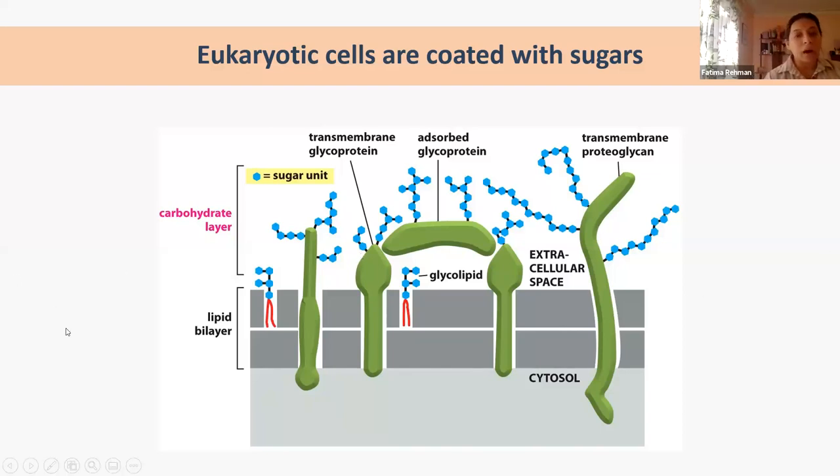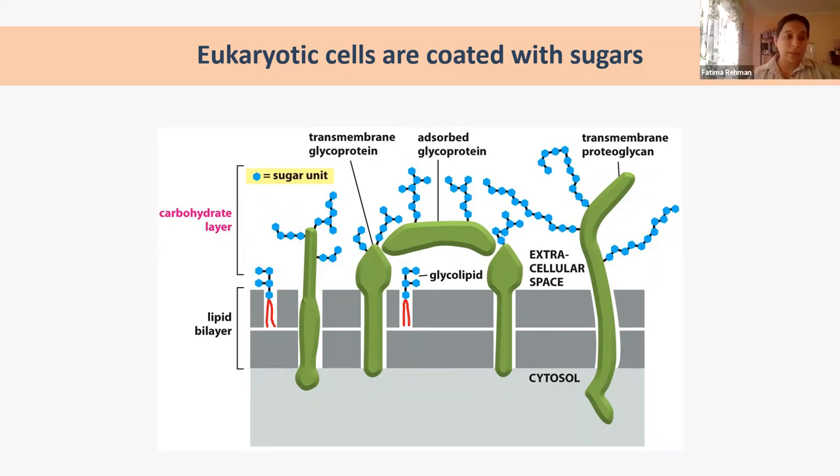So at the end of the day, our cells are actually coated with sugar molecules, right? A carbohydrate layer, essentially, because there are proteins that are going to be glycosylated in the extracellular matrix. There are proteins that are going to be glycosylated in the actual membrane, and they will be important for attachment points as well as for their activity and function. And those eukaryotic coatings of proteins are important in their proper functioning.